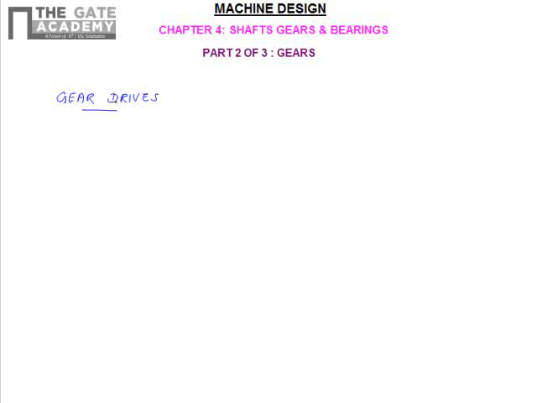Now we'll see part 2 of chapter 3, which is gears. Gears are defined as toothed wheels which transmit power from one shaft to another by means of successive engagement of teeth. The gear drives offer the following advantages compared with chain or belt drives.